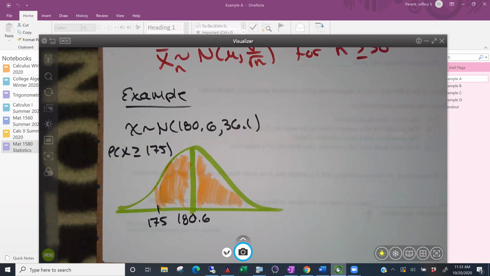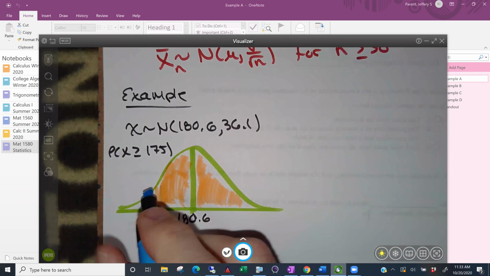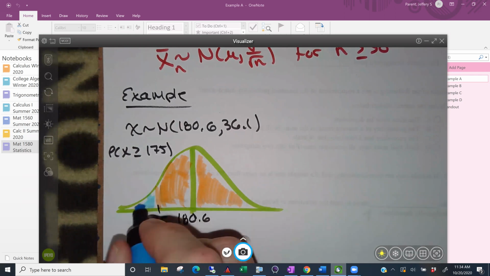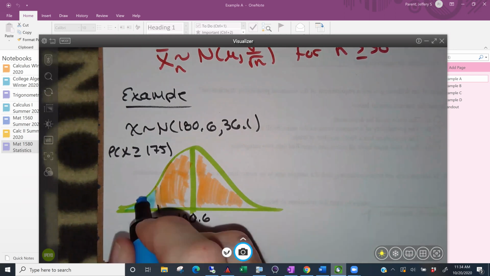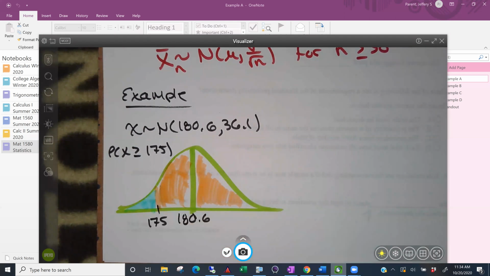I agree. Yeah, because the area to the right of 180.6 is going to be 1/2, and we've got more than just that area. So this has to be bigger than 1/2. Now, why do I mention that? I mention that because some of you who use Google Sheets might end up with the wrong area. If you did, you should be able to look back at your drawing here and go, oh, wait a minute, that doesn't make sense. I expect something greater than 1/2.